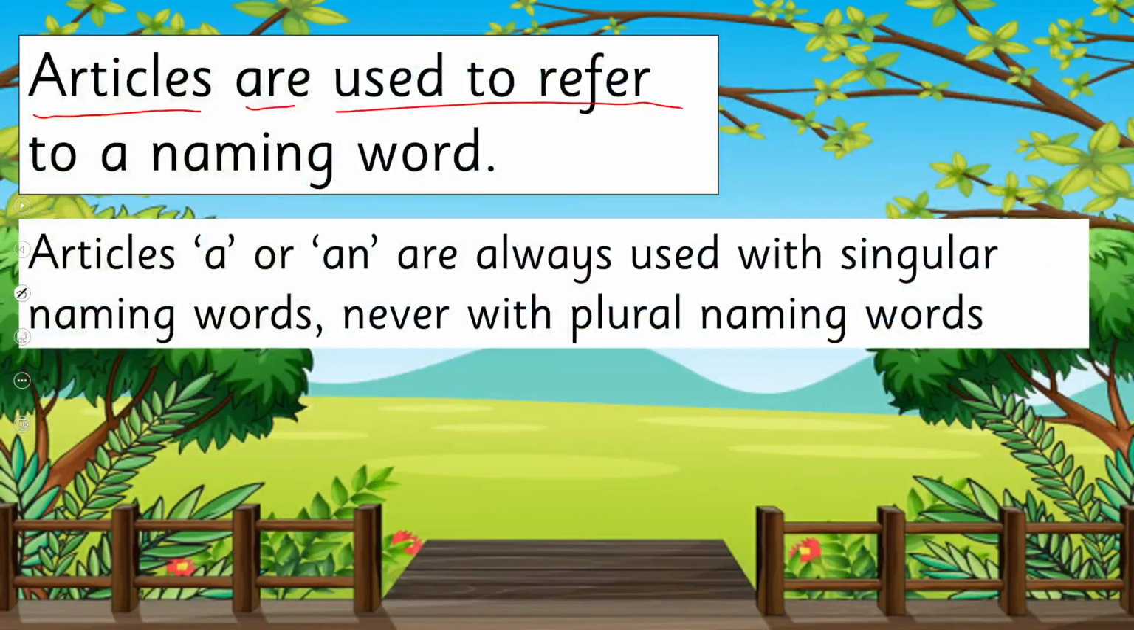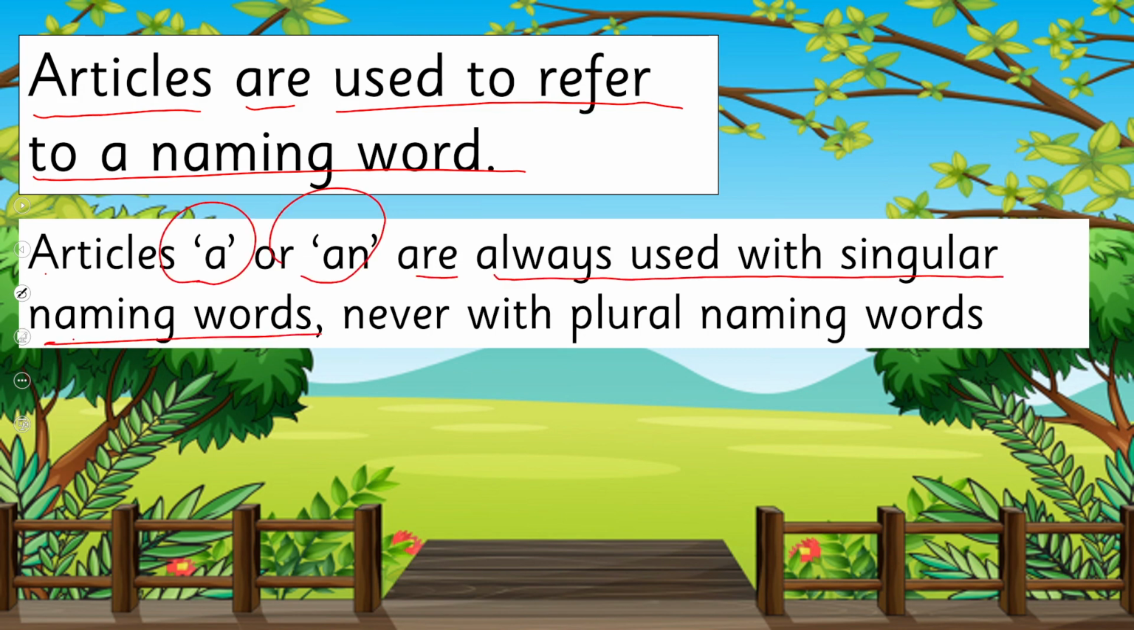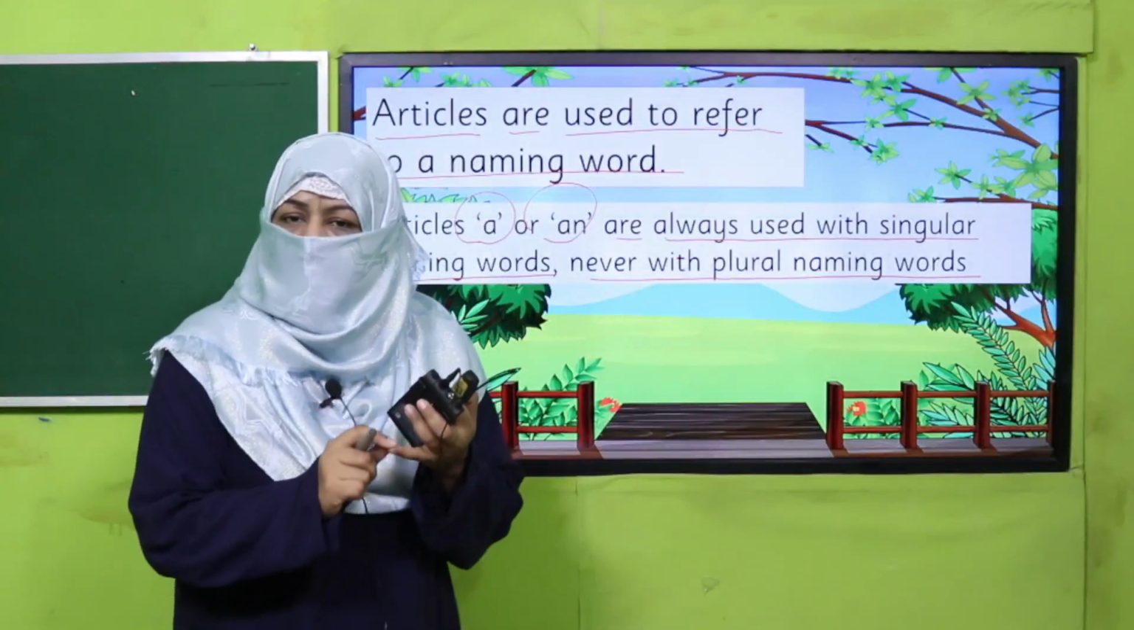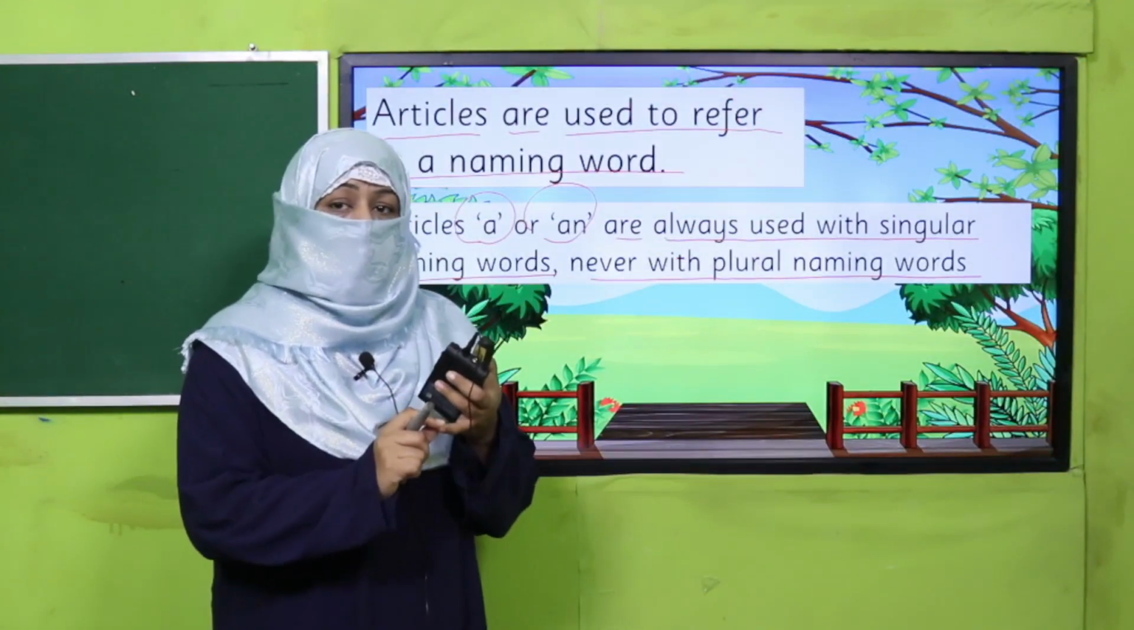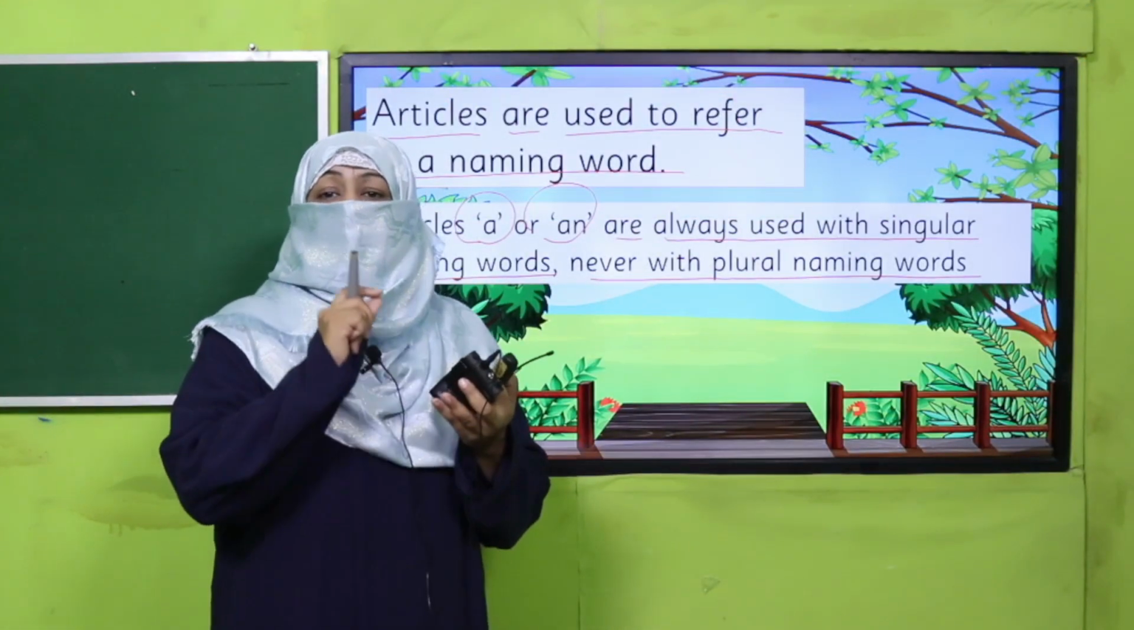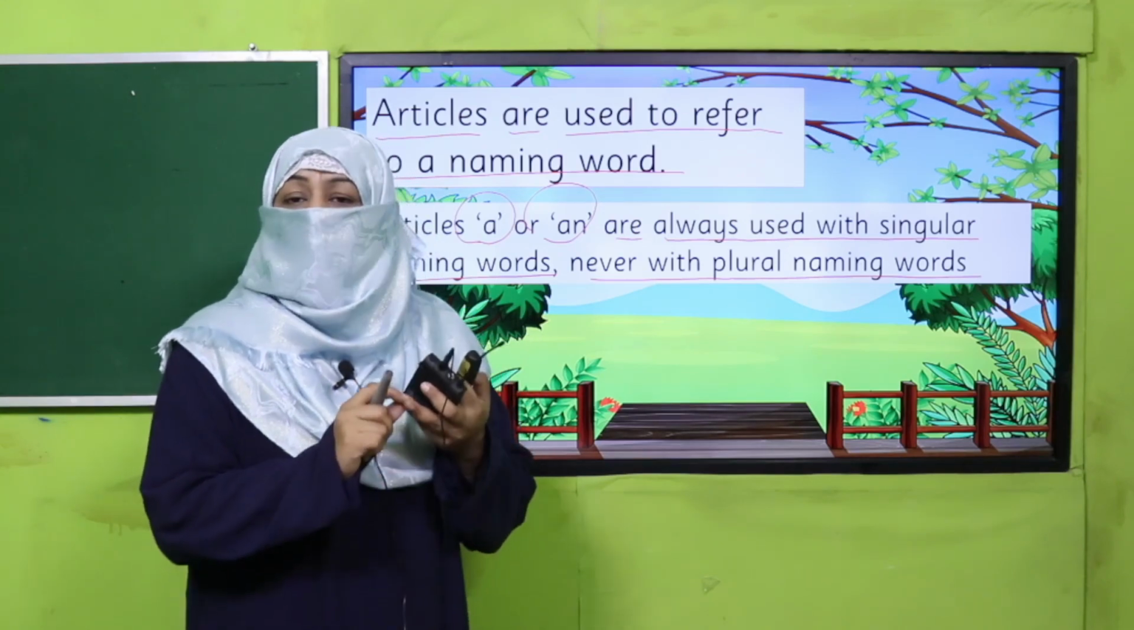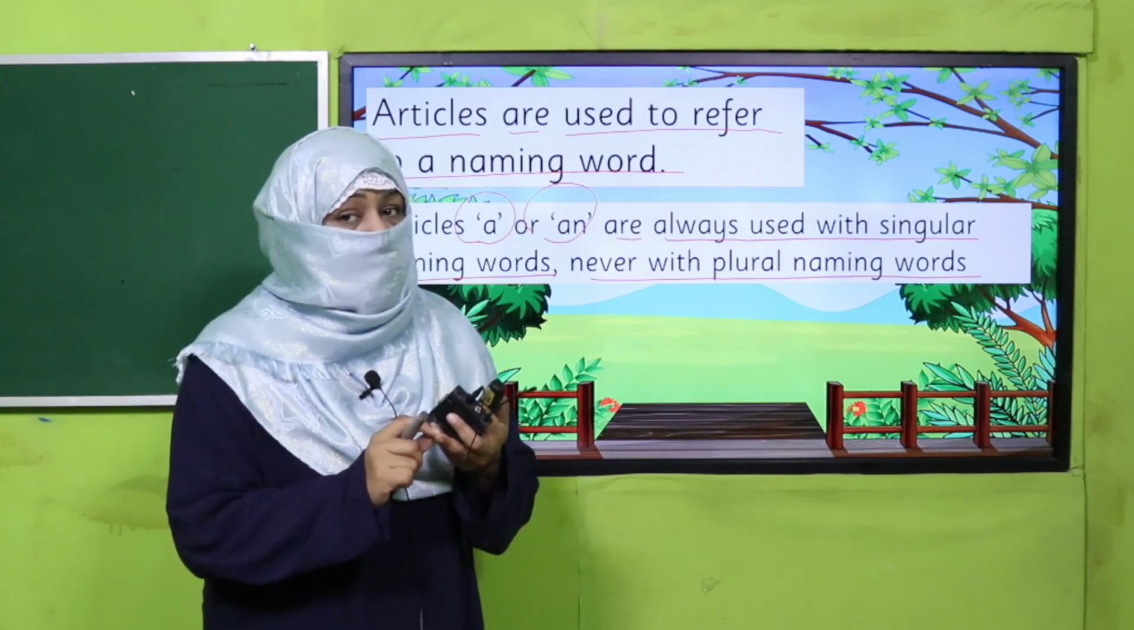Articles are used to refer to a naming word, and article a or an are always used with a singular naming word, never with a plural naming word. So what we have learned so far: we use article an with the word which is starting with a vowel sound. We use article a with the word which is starting with a consonant sound.